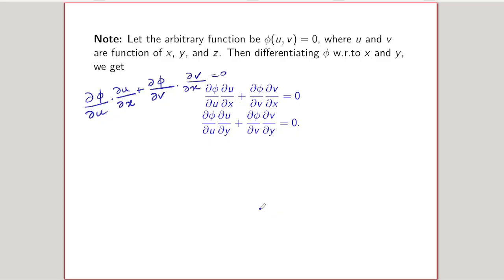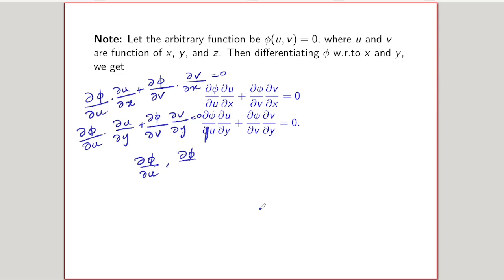Similarly, differentiating with respect to y, we will be getting dou phi by dou u into dou u divided by dou y plus dou phi by dou v into dou v by dou y, which is equal to 0. These are the two equations written here. Now clearly in this one, dou phi by dou u and dou phi by dou v are the unknown terms. We are going to eliminate these two from the equations so that we will be getting the PDE.